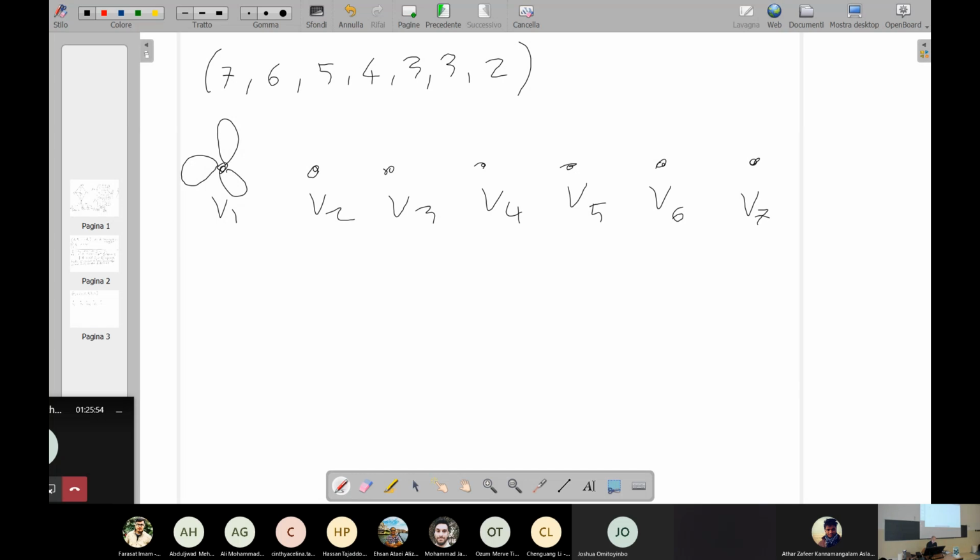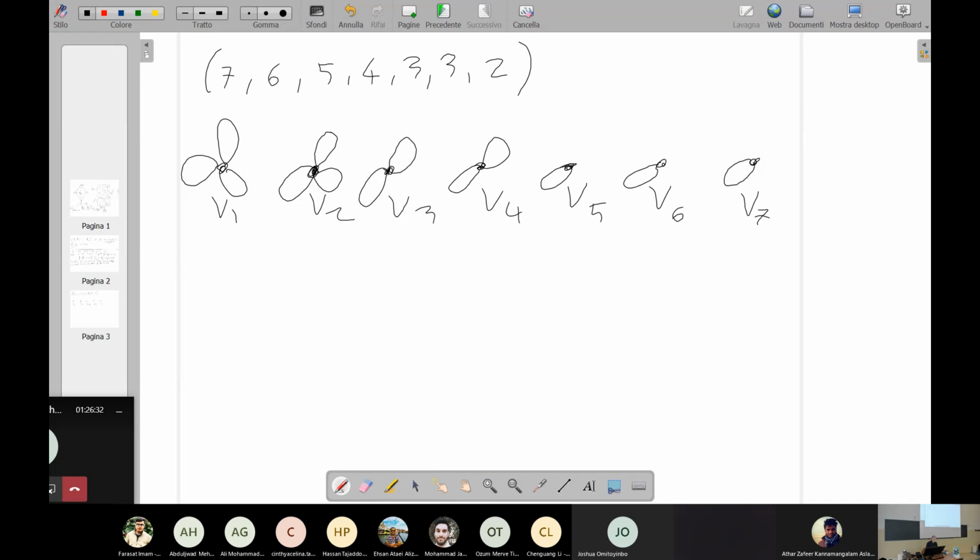6 is even, so I divide by 2, 1, 2, 3 loops. 5 is odd, so 5 minus 1 is 4, divided by 2, I put here 1, 2 loops. 4 is even, so I divide by 2, 1, 2 loops. 3 is odd, so 3 minus 1, 2 divided by 2, just 1 loop. Same thing for this 6. And V7 is 2, which is even, so just 1 loop.